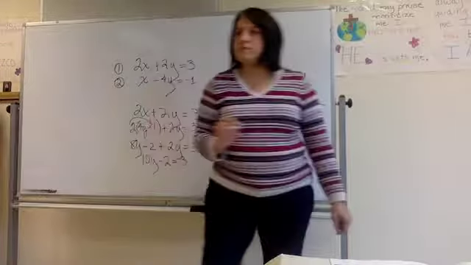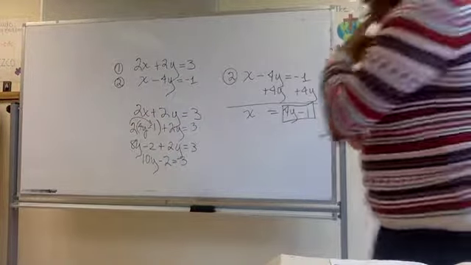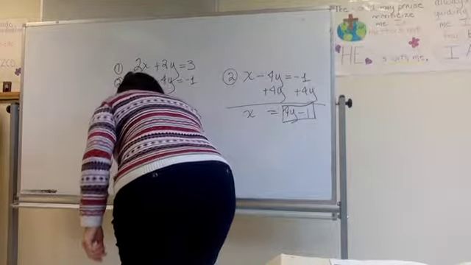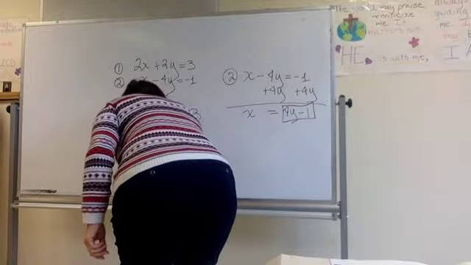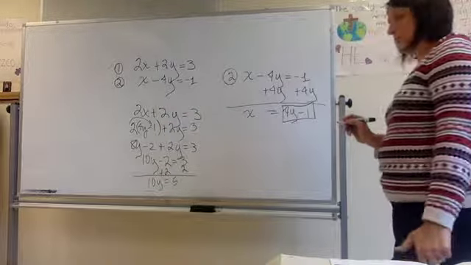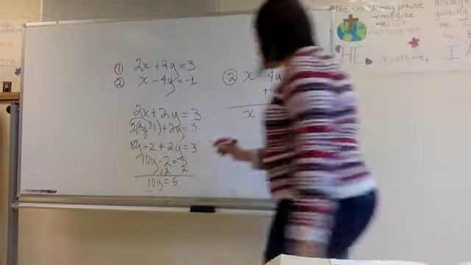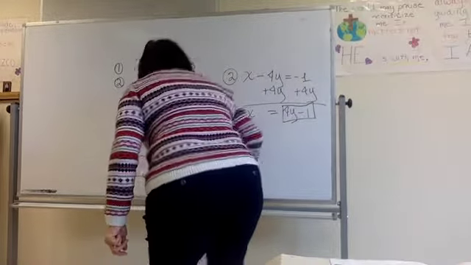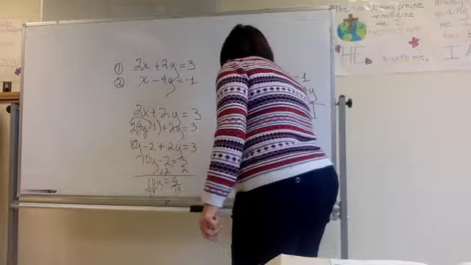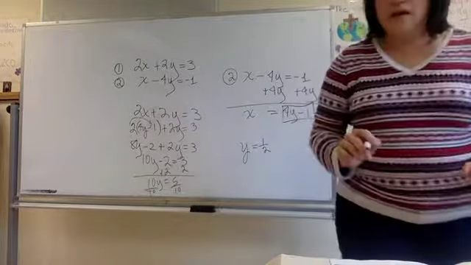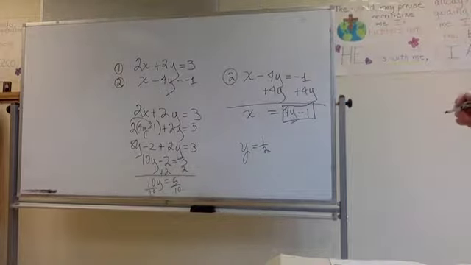Okay, and then Olivia, what do I do now? Add 2 to both sides. Add 2. You get 10y equals 5. Okay, and then Lydia, what do I do next? Divide by 10. Divided by 10. Okay, and Gifty, what am I going to get then? Y equals 5 over 10, which is the same thing as 1/2. Yes.